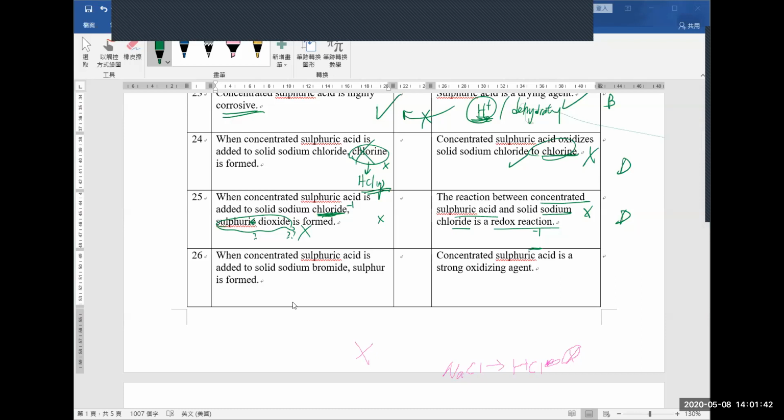Something difficult, I must tell. This question is rather difficult. So what is the answer?